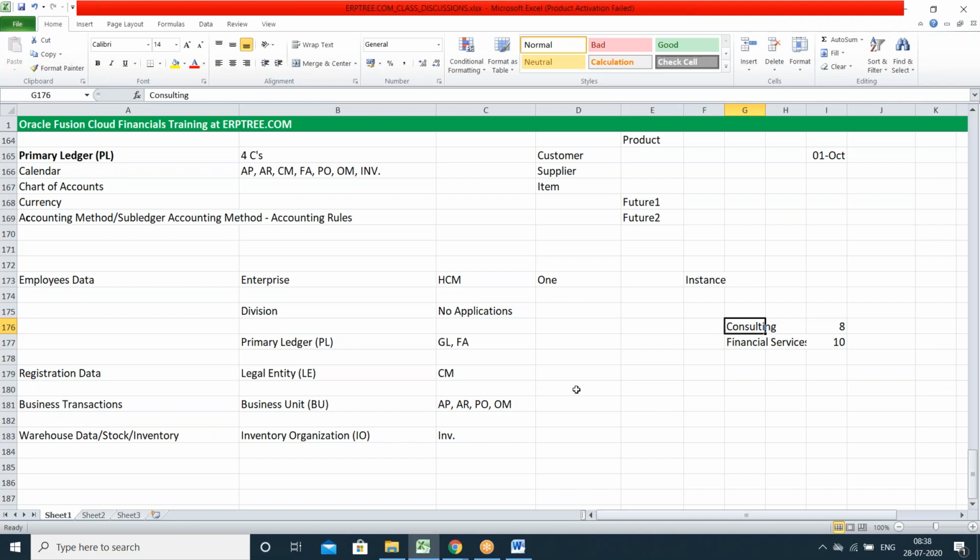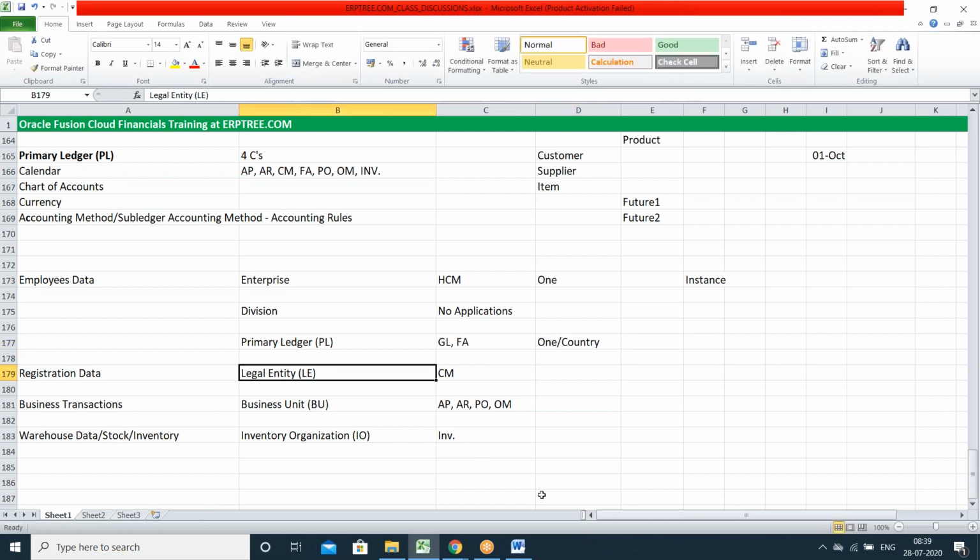Even if they have multiple businesses, to support multiple businesses, whatever segments we require, all will be included in one chart of accounts. That is the reason ideally we create one primary ledger in one country. If they want to go with more than one primary ledger, they can, but that won't become a great practice. So ideally one primary ledger we create for one country. Okay, one primary ledger per country.